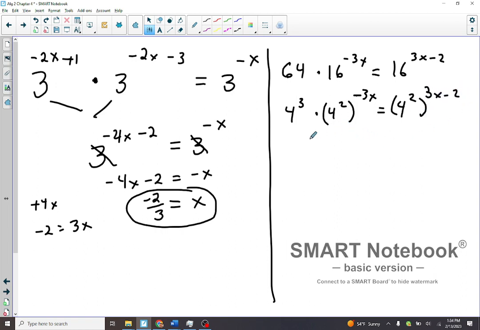Wait, what do you mean? You could have changed this to 2 to the 4th power, or 2 to the 6th power.